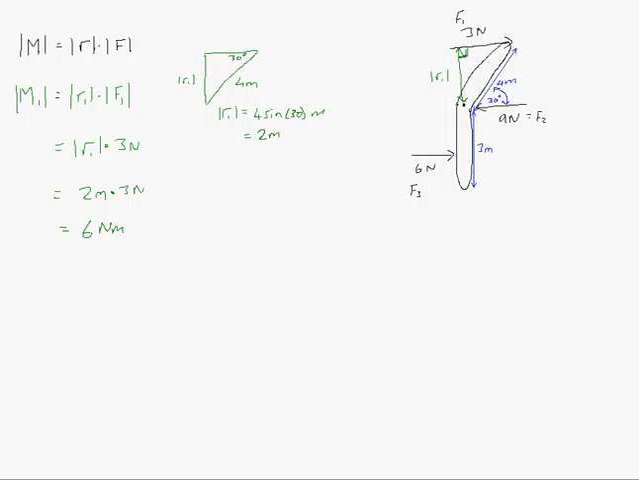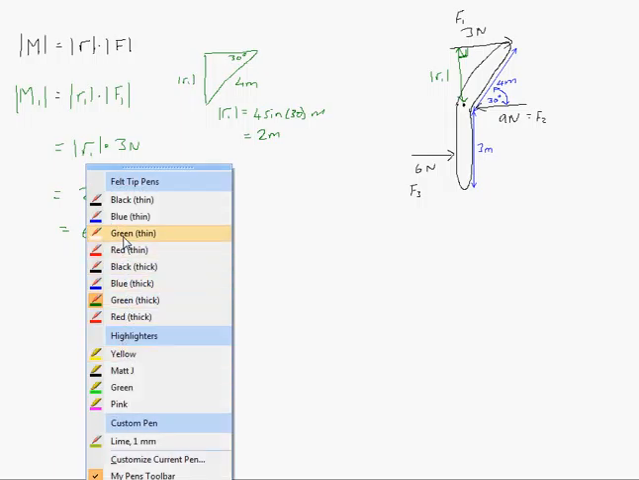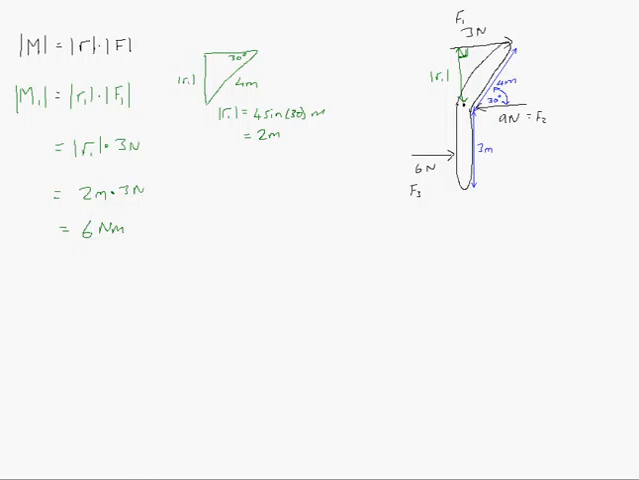So, now let's use a different color to describe this. I'll use blue. Actually, no, I'll use red. It'll be a little bit less convoluted that way. If we're interested in M2, which I'm going to define as the moment being induced by our second force, that's going to be R2, the magnitude of R2, times the magnitude of F2. Right? It's a scalar if we're dealing with magnitudes.